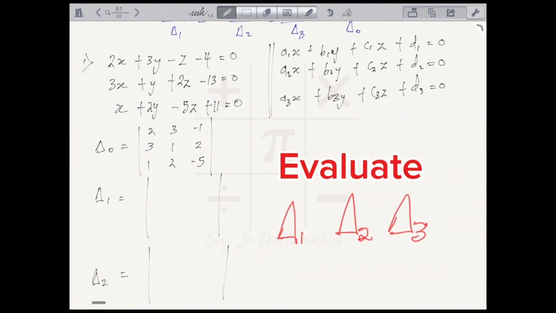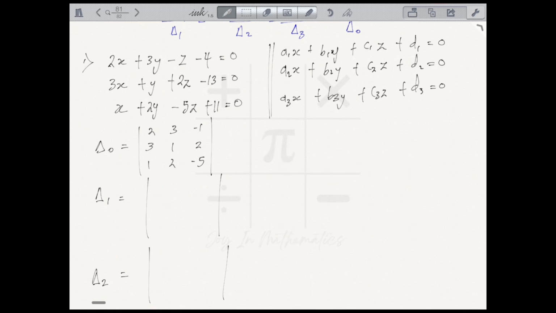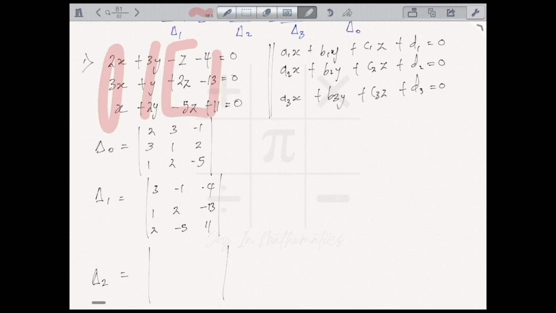Pause the video and give it a try. Now for delta 1, that means we are striking out the x coefficients and we are left with this 9. So that means we have 3, minus 1, minus 4, 1, 2, minus 13, 2, minus 5, and 11. And for delta 2, the coefficient of y will be struck out, will be omitted, and we have this and this. So 2, minus 1, minus 4, 3, 2, minus 13, 1, minus 5, 11.